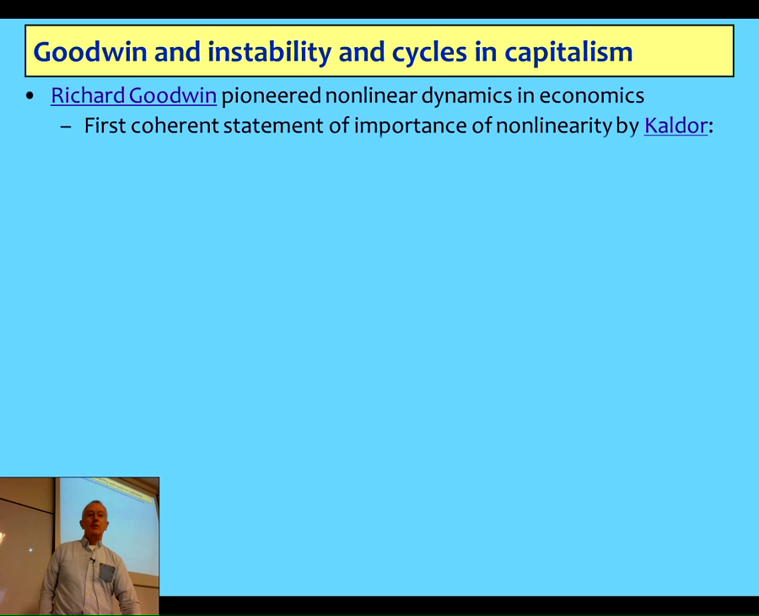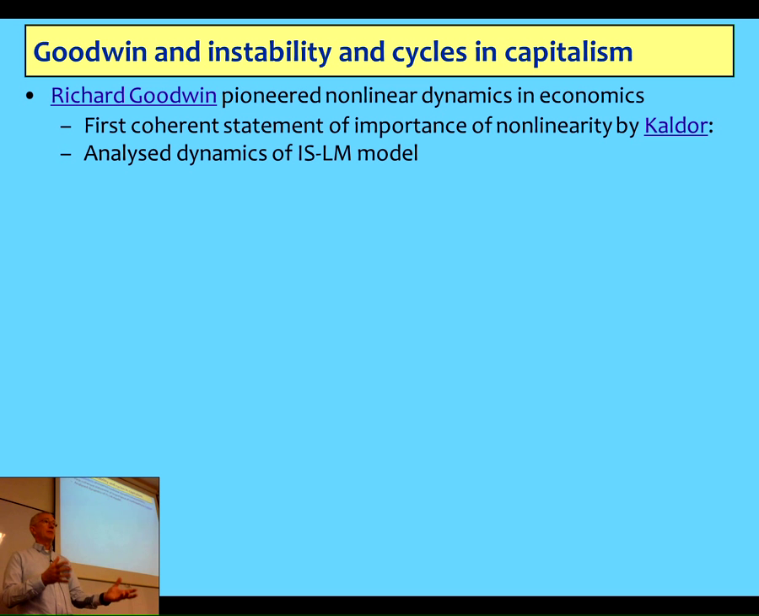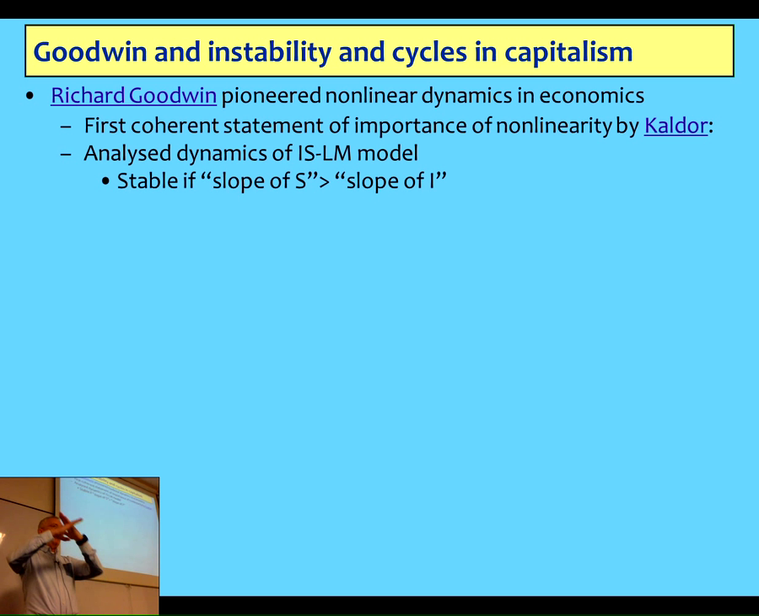And Goodwin was a pioneer. He had the first coherent statement of the importance of nonlinearity. It was not by him, but by Kaldor. And Kaldor looked at ISLM models, and he said, well, everything economists draw has got straight lines. That's just being lazy, frankly. You don't have to draw a straight line demand curve. In fact, the straight line demand curve contradicts the theory. It should be curved, because a straight line will intersect the x-axis and give you negative demand at some point, if the price drops enough. Ridiculous, okay?